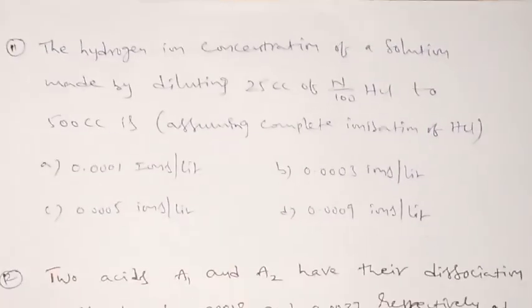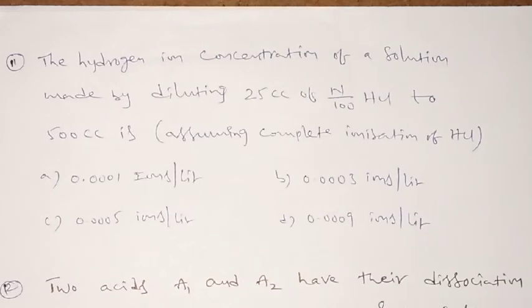Look at the next question. The hydrogen ion concentration of solution made by diluting 25 cc of N by 100 HCl to 500 cc. So it is a dilution concept. In this, many models are there. This is the very simplest direct model. In the next video lecture we will continue with a few more difficult models. So keep continuing to watch these videos.